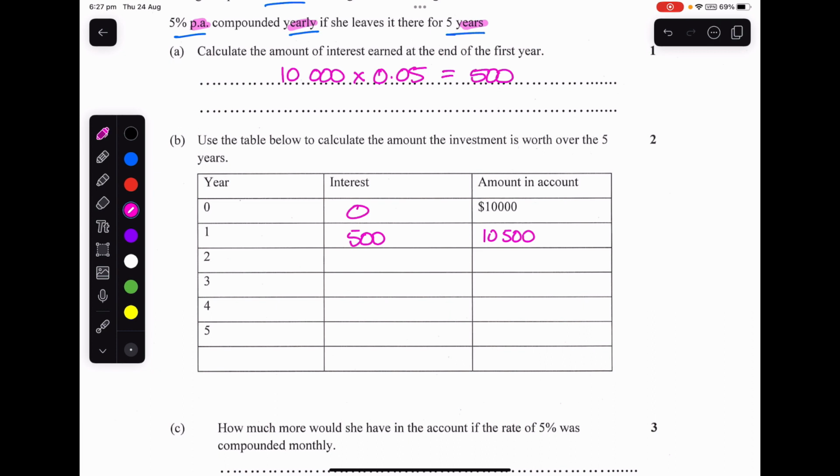Now remember, this is compounding. So it means the next amount of interest is on the $10,500. So we would go 10,500 multiplied by our 5%, 0.05. And the new interest for this year is going to be $525. So now we add that to our 10,500 and we end up with $11,025. Now that becomes our new amount.